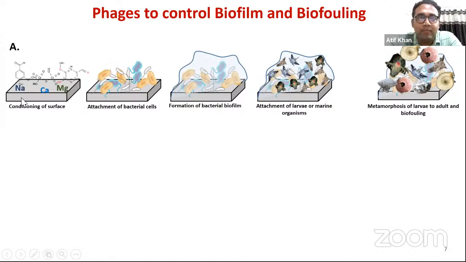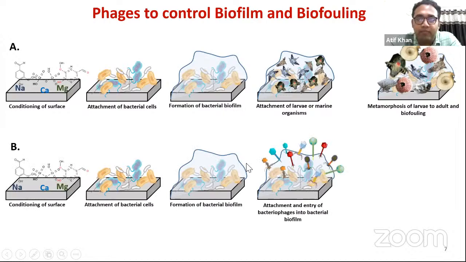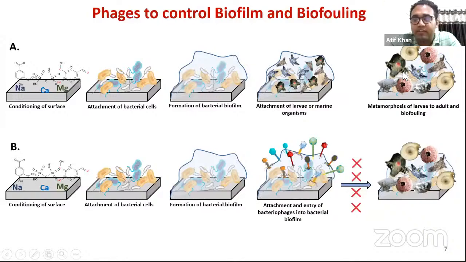So for any structure which is submerged in seawater, a conditioning film, like different salts, forms, and this conditioning film causes the deposition of different bacteria, and they cause the formation of biofilm. But this biofilm is harmful because it is a slimy layer, and it acts as a substratum for attachment of different larvae of marine organisms, which develop into adults and cause complete fouling of the structure. So if we use bacteriophages to target this biofilm, it will not be available for attachment of these small larvae, and this transition phase is inhibited.